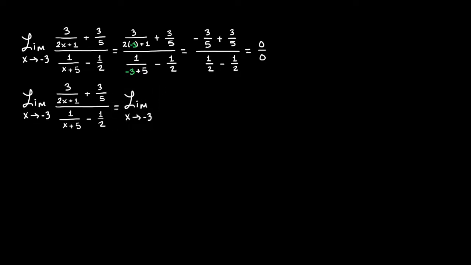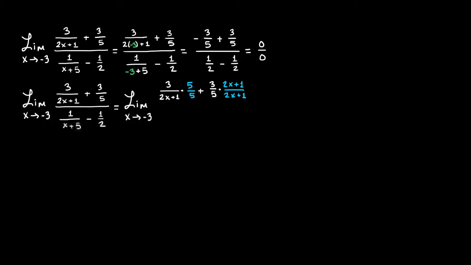Let's get the common denominator. With the fraction above, 3 over 2 times x plus 1, we have to multiply by the other denominator, which is 5. So I'm going to multiply by 5 over 5, and then plus the other fraction, which is 3 over 5, times the other denominator, 2 times x plus 1. So we multiply this one by 2 times x plus 1 over 2 times x plus 1.